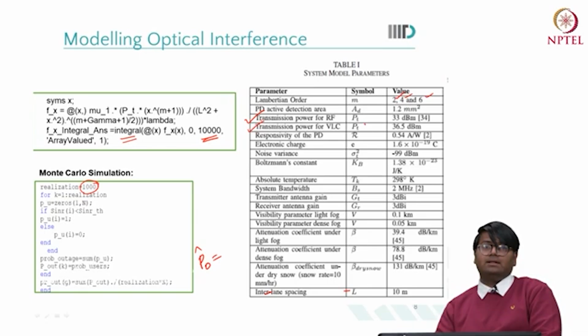These values have been taken from a practical vehicular scenario, and moreover the transmission powers for RF and VLC cannot be the same, as these are two different technologies. So, they have different transmit powers. The rest are the other variables. Then we will discuss the attenuation coefficient beta and the visibility parameters in the upcoming slides.